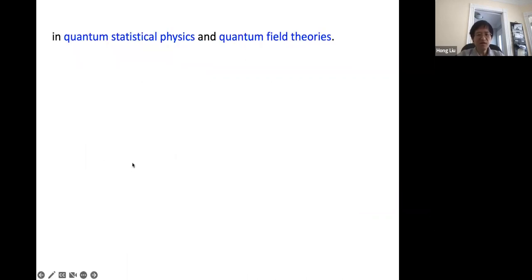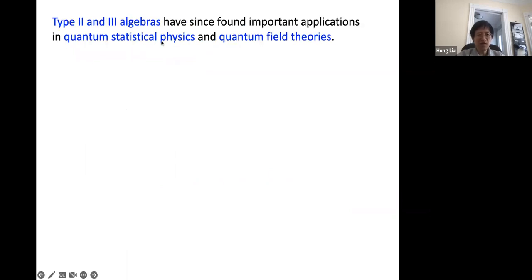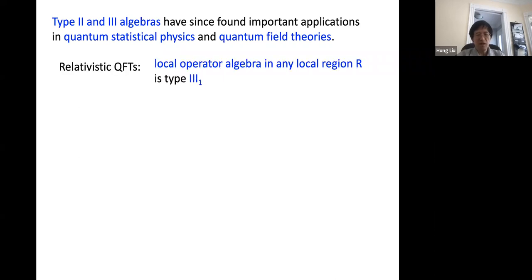But now people have realized that type two and type three algebras have important applications in quantum statistical physics and quantum field theory. And as I will explain, they play a very important role in quantum field theories. In fact, in relativistic quantum field theories, the local operator algebra in any local region R is a type III one algebra.